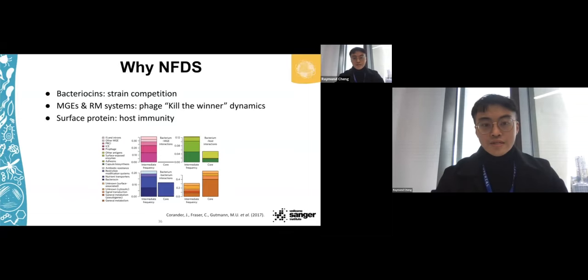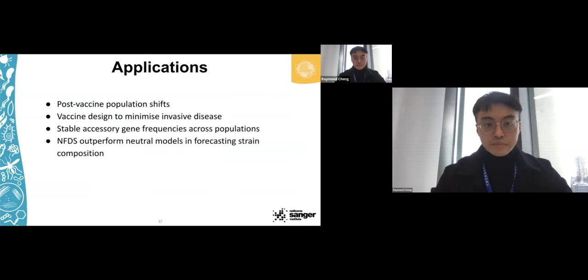If you stand from the bacterial point of view, bacteria are constantly facing a lot of difficulties. There is strain competition between strains, and they are also facing the threat from phage. Phage are trying to invade the bacteria, and also they are constantly facing the threat from host immunity. So because of these biological players, there's NFDS to maintain the accessory gene diversity.